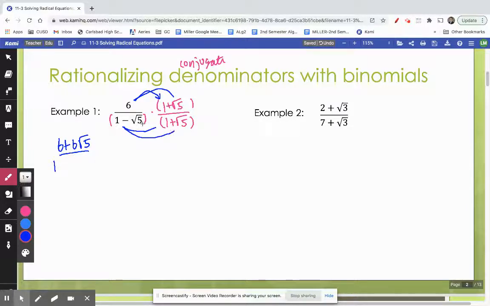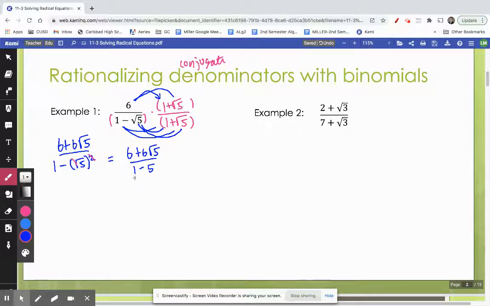Outside is plus root 5. Inside is minus root 5. So those cancel out. And then the last terms here, we have minus the square root of 5 squared. All right, so on top we have 6 plus 6 root 5. On the bottom we have 1 minus the square root of 5 squared. Those cancel out, right? The square root squared just goes away.